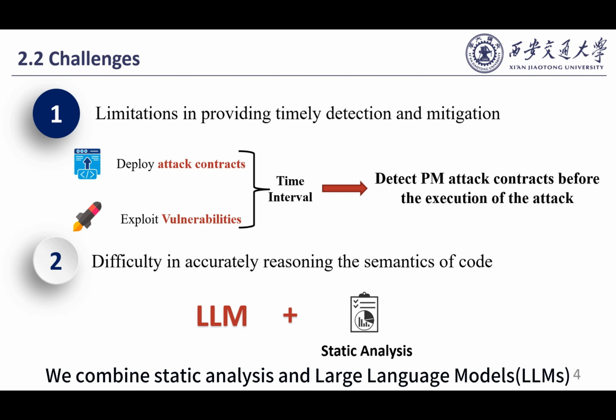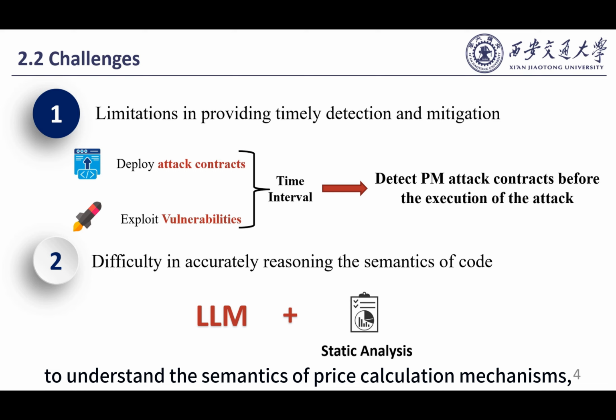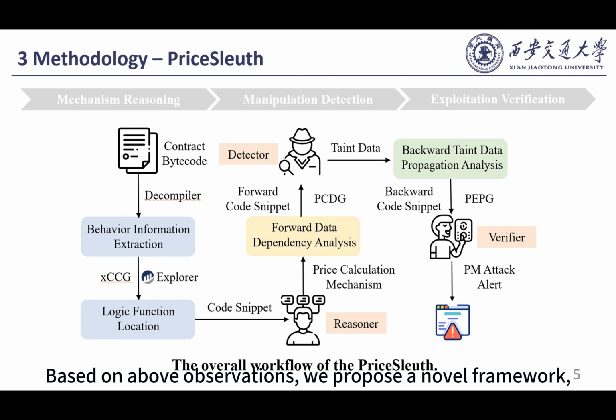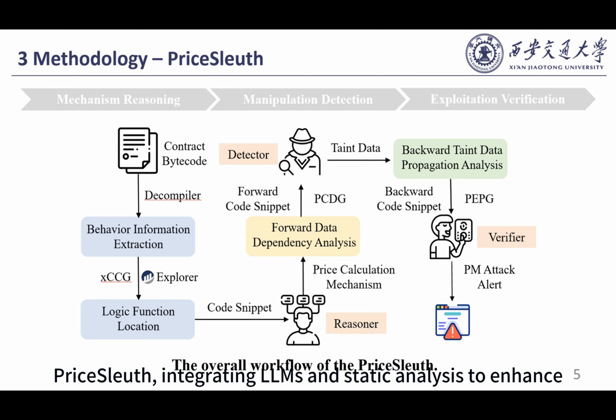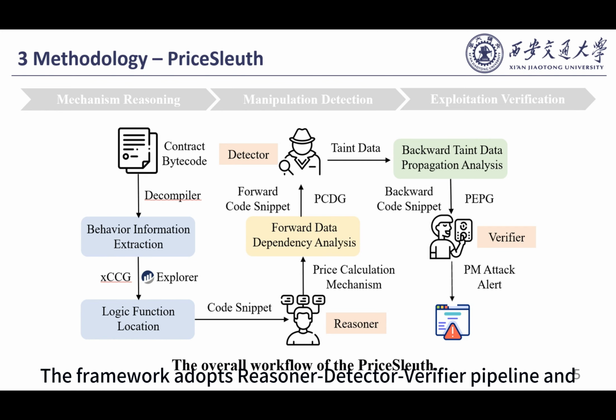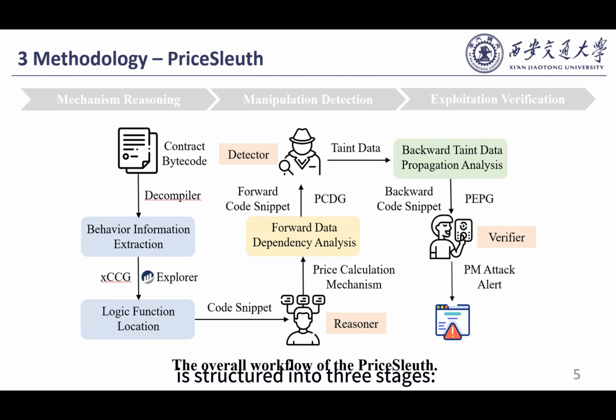We combine static analysis and large language models (LLMs) to understand the semantics of price calculation mechanisms, further detecting price manipulation attacks. Based on the above observations, we propose a novel framework, PriceSleuth, integrating LLMs and static analysis to enhance the capability of price manipulation attack detection. The framework adopts a reasoner, detector, verifier pipeline and is structured into 3 stages.